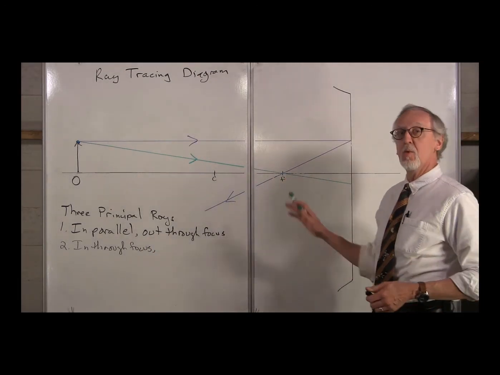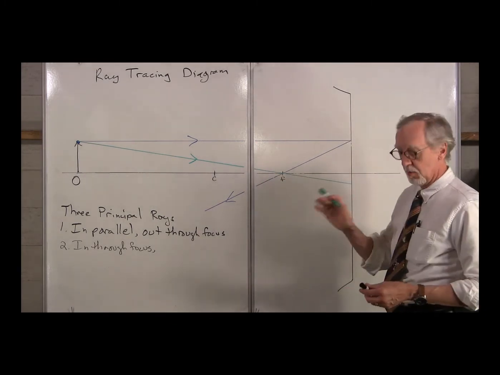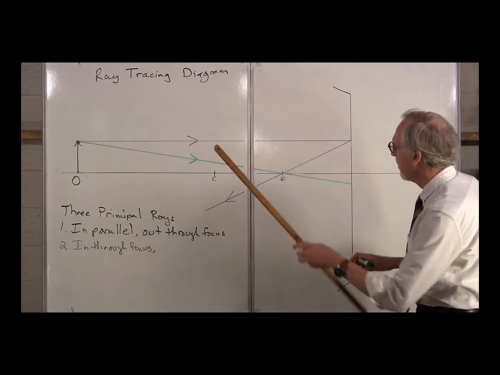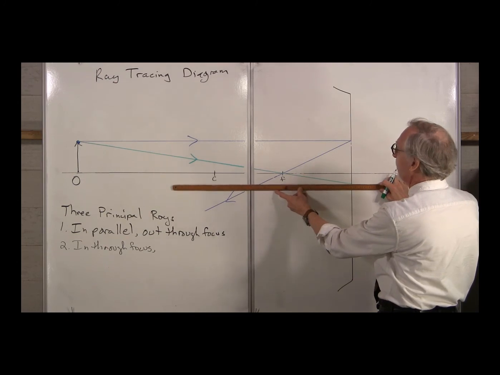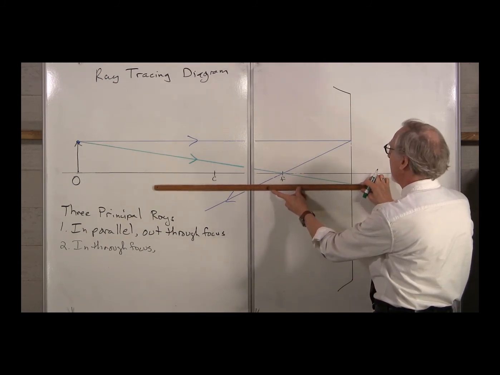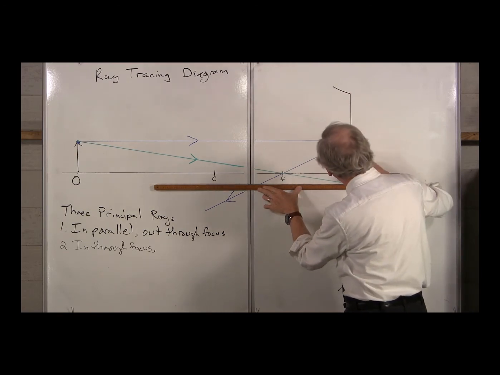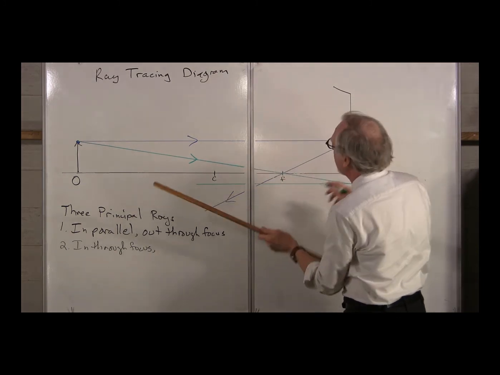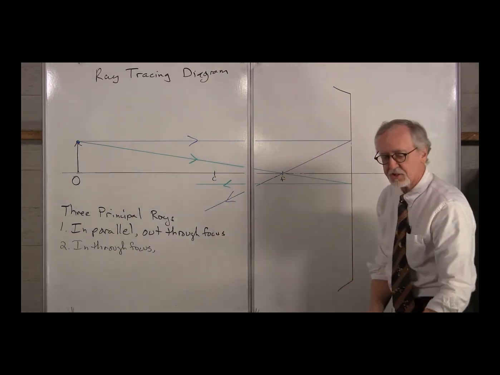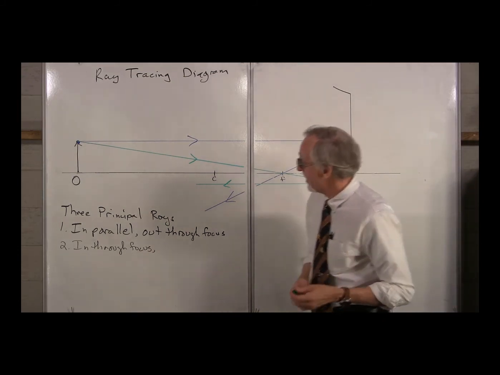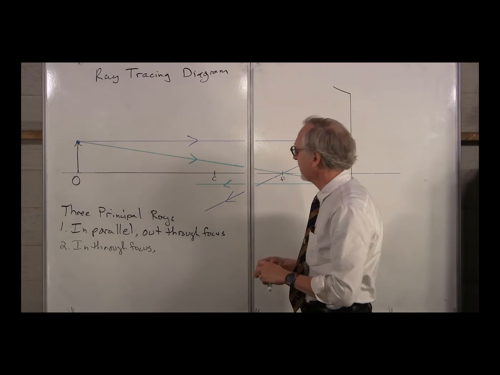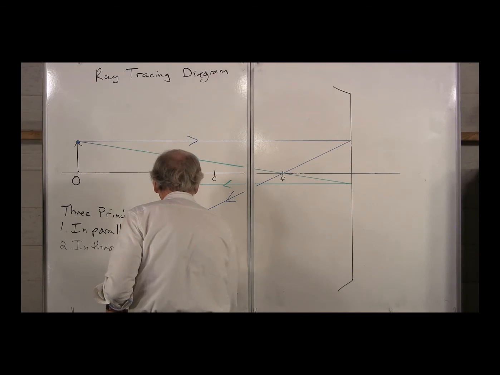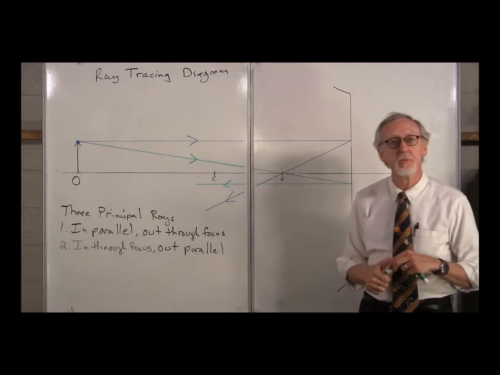Then where does it go? Well, it's going to reverse the first one. It's going to come out parallel. So from our mirror, we're going to draw it back out parallel to the principal axis. So from the point where it strikes the mirror, we're going to draw a parallel line coming back out. And it's going to look something like that. And again, put a little arrowhead on it to indicate that it's going back out. Then our second ray, in through focus, out parallel. And there's our second principal ray.